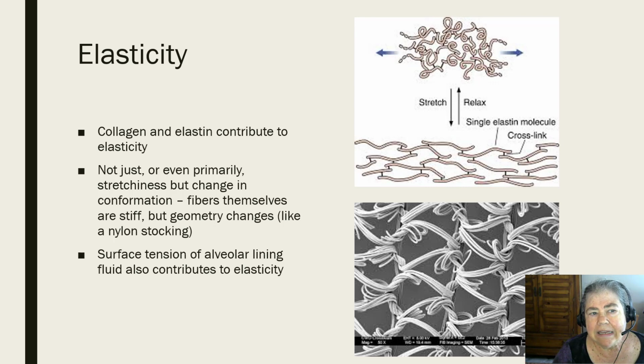So if compliance is stretchiness, elasticity is the ability of the tissue to return from a stretched state back to the original state. And there are two proteins that contribute to elasticity. They are collagen and elastin. They are cross-linked and knitted together in a way that's very similar to a nylon stocking.